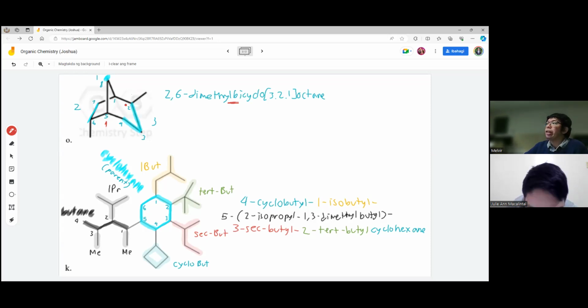So if you are the bigger ring, it's here, right? Because you can also start one here and then give two here. However, this one is the smaller ring. So you need to go here first, a bigger ring, and then place your one here so that you can give the lowest possible number for this group here. So 1, 2. Because if here, 1, 2, 3, 4, so it will have the fourth position. So this is correct. 2,6-dimethyl bicyclo.